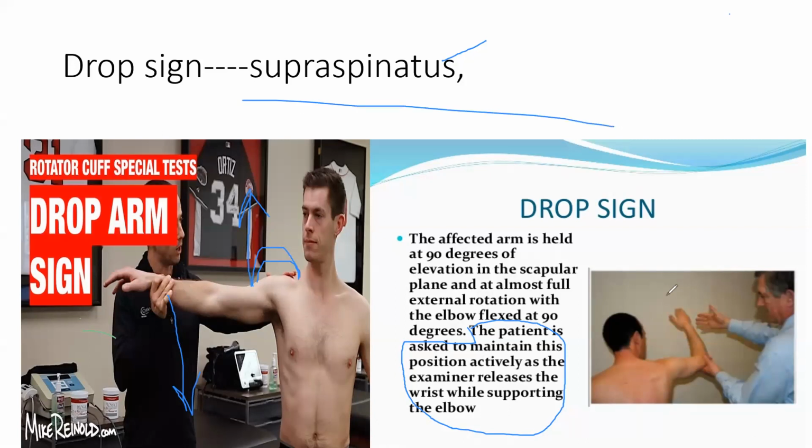This is the other form of the drop arm test, where the arm is at 90 degrees of flexion. The doctor holds at the elbow region, and as soon as he removes his hand, the arm will fall off. So it is the same drop arm test for the supraspinatus.